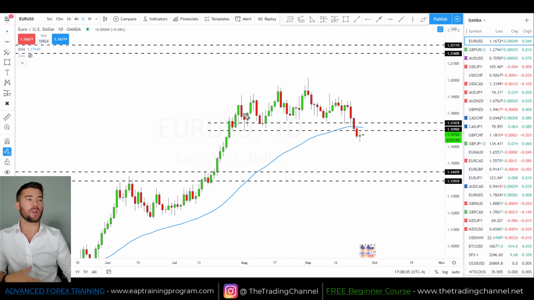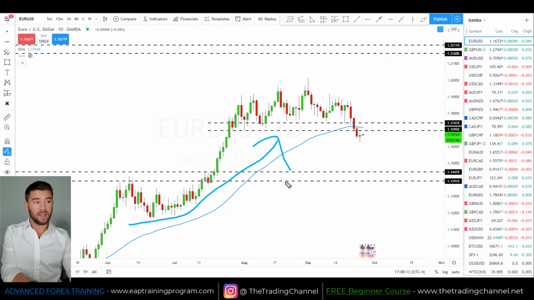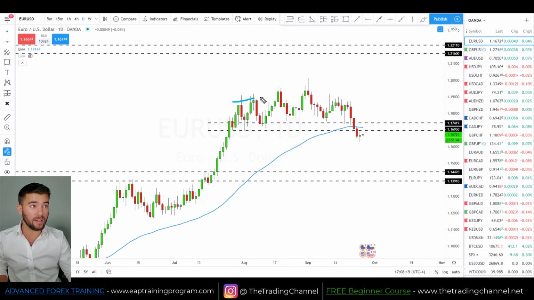Here we have a market, the euro dollar. And what has this market just done? So this market recently was in a massive uptrend, right? But right now what we've done is created a systematic higher highs approach right before creating a lower high and a lower low.